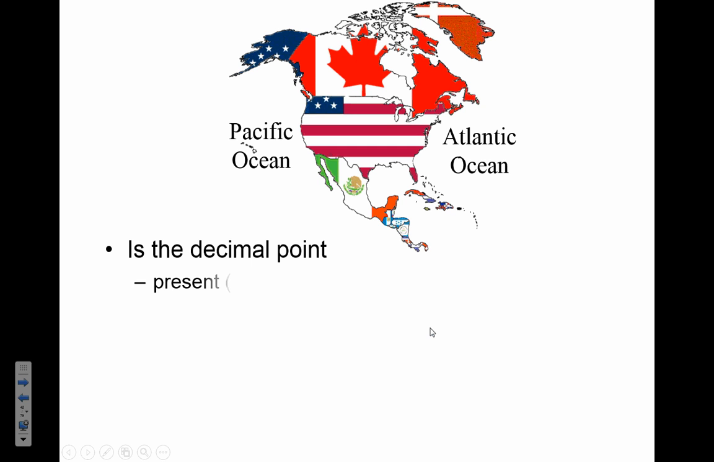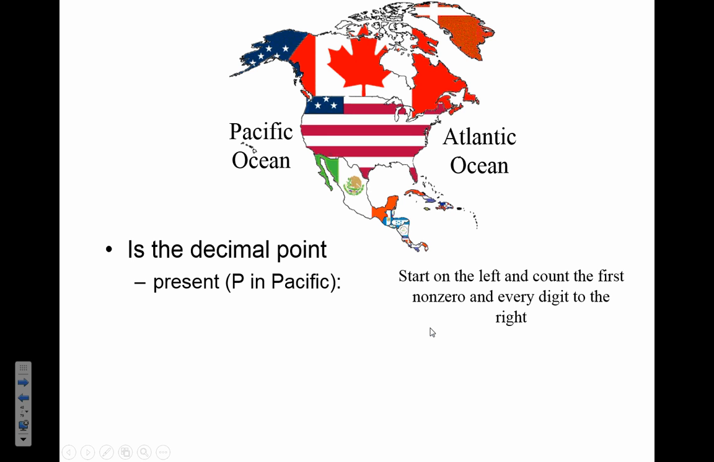So is the decimal point present, which would be Pacific? Remember, Pacific is left. So is the decimal point, the P in Pacific, present? I'll start on the left and count the first non-zero and every digit to the right. So if the decimal point is present, we start at the first significant digit on the left, and then we count every non-zero and every digit to the right. So here is our first non-zero. That's where we're going to start counting. There's 1, 2, 3. You've got 3 significant digits.